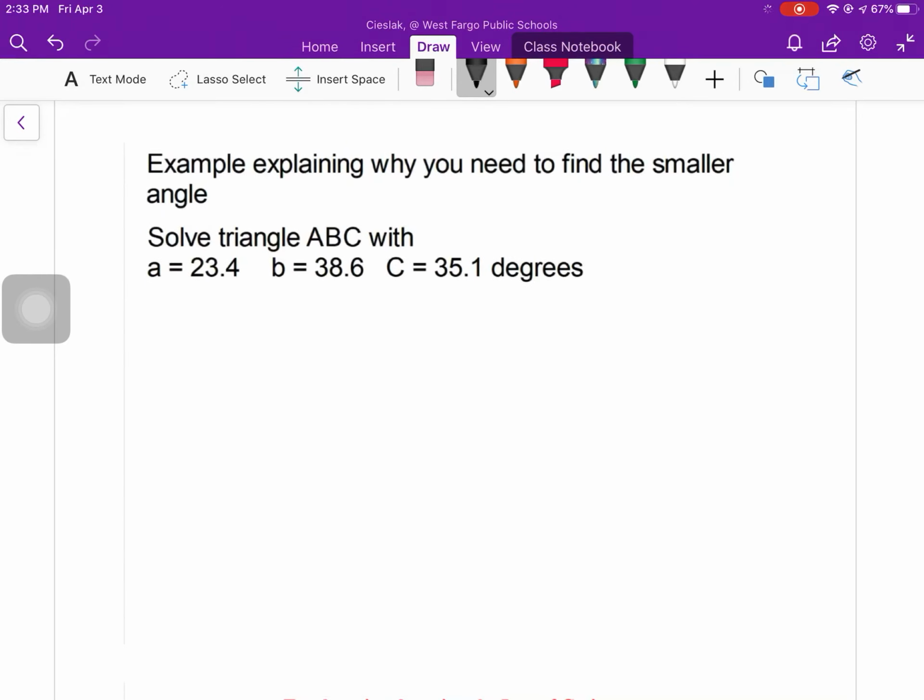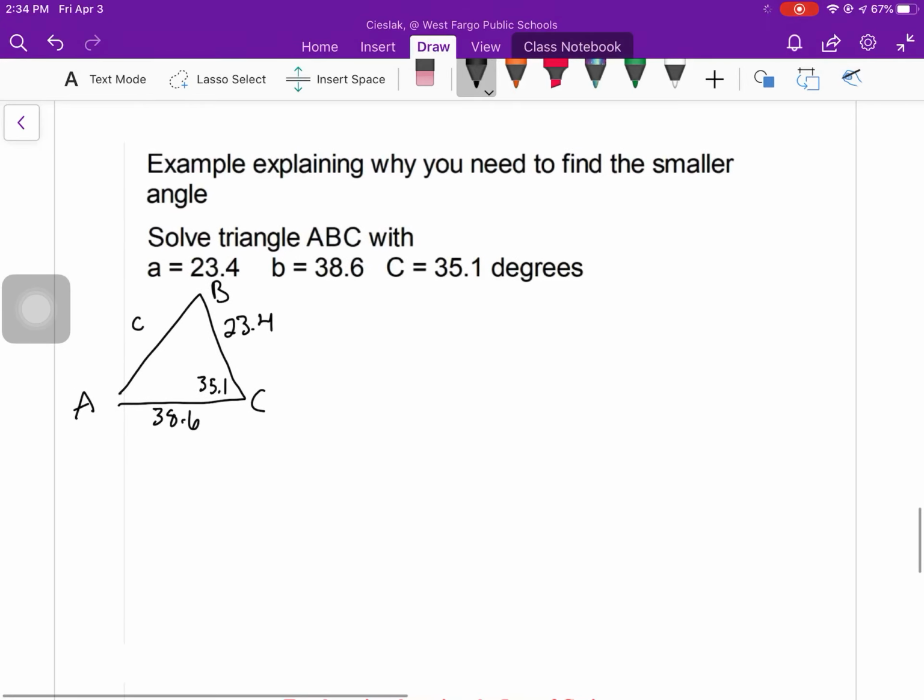Okay, so let's see if we can make some sense out of this. What I am doing right now is showing you the wrong way of going about this, and we're going to see if you guys can pick out the contradiction that we have here. So I'm going to do triangle ABC. A is 23.4, B is 38.6, and C is 35.1.